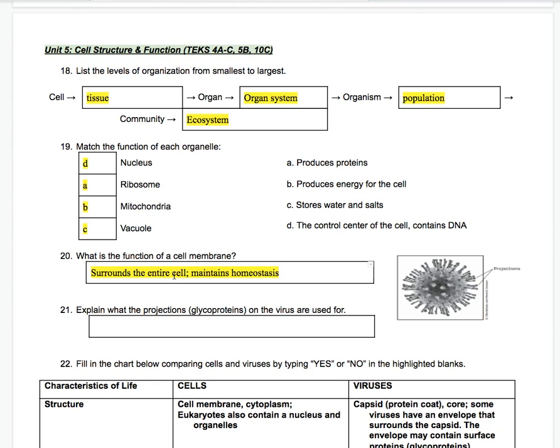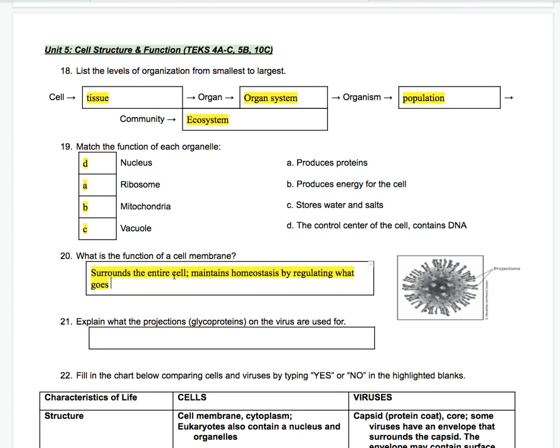Meaning it wants to keep everything balanced in the cell. So it's going to do this by regulating what goes in and out of the cell. Again, it's going to surround the entire cell, and it's going to maintain the homeostasis by regulating what goes in and out of the cell.